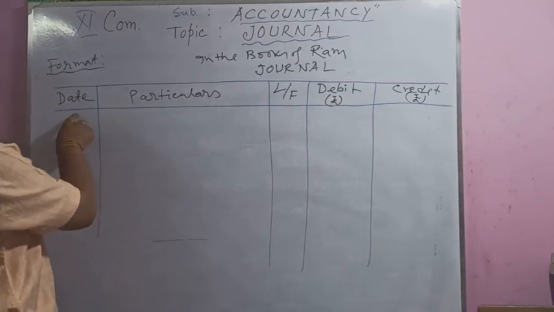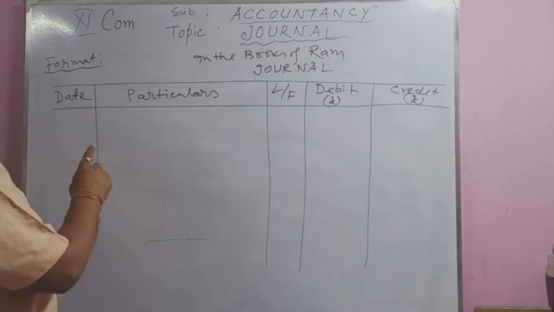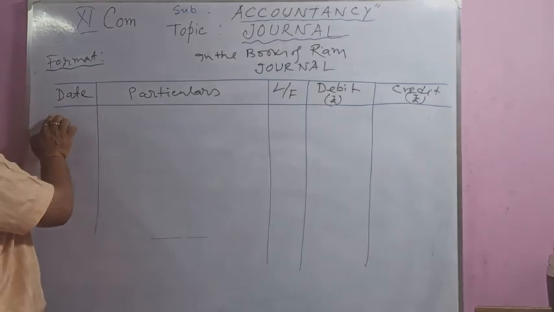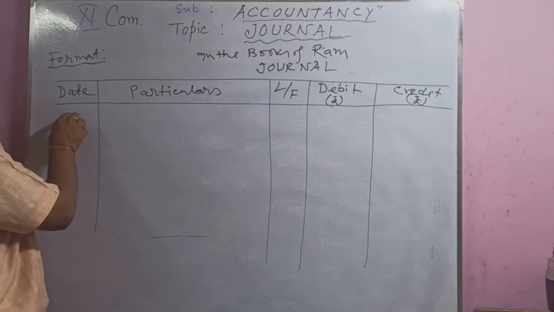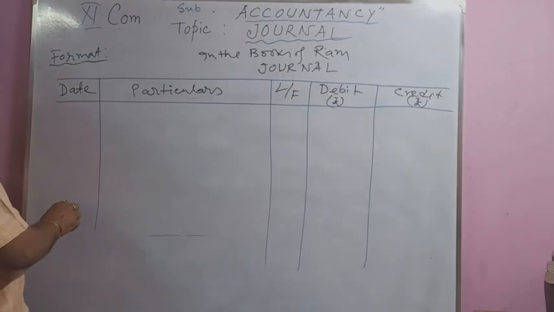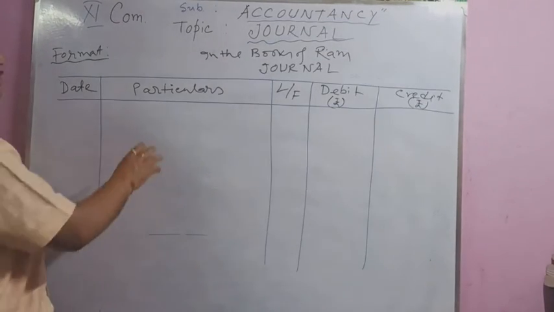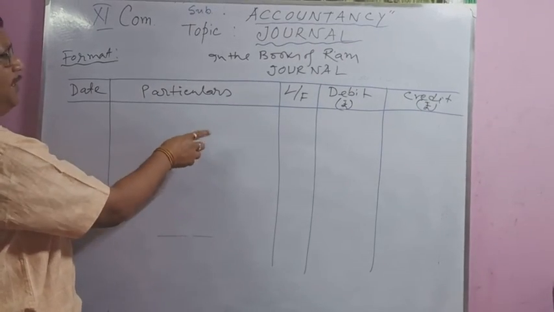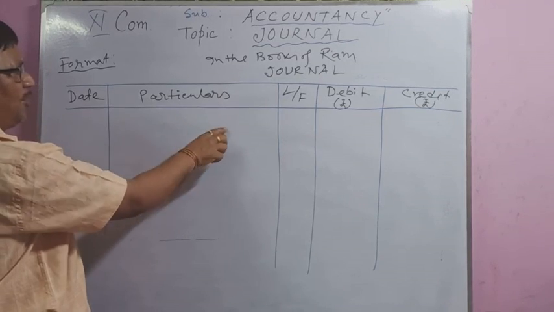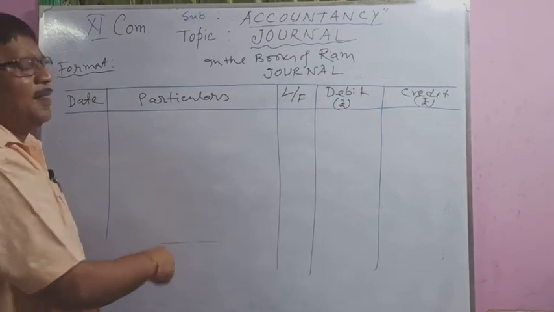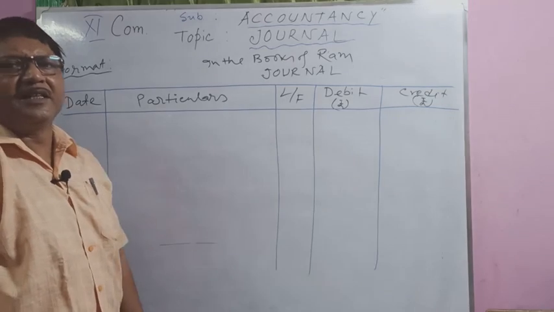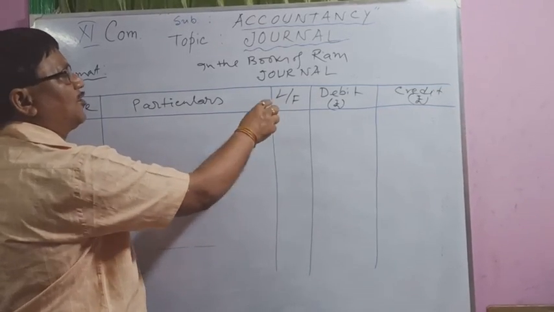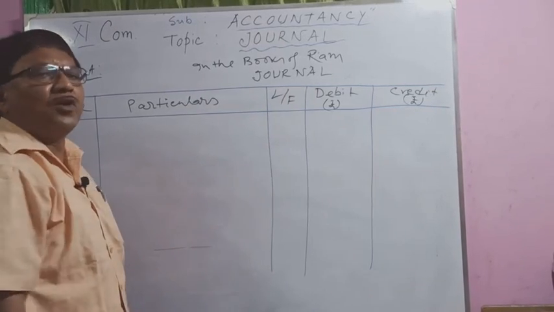The first part is known as date. Date wise recorded means chronologically recorded: 2020 August, 5th August, 6th August, 7th August, 9th August, 12th August and so on. Particulars is the very important step: which account is debited, which account is credited, recorded in detail, and also a brief history of the transaction, which is known as narration. Then the third column is ledger folio, where the ledger page number is recorded.